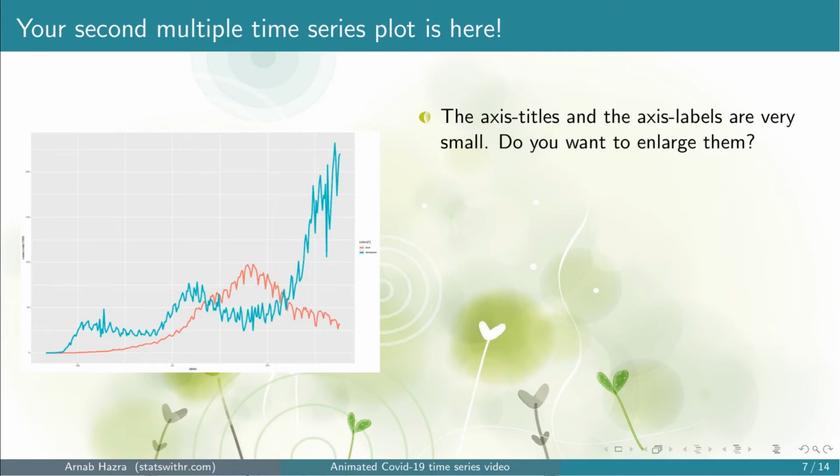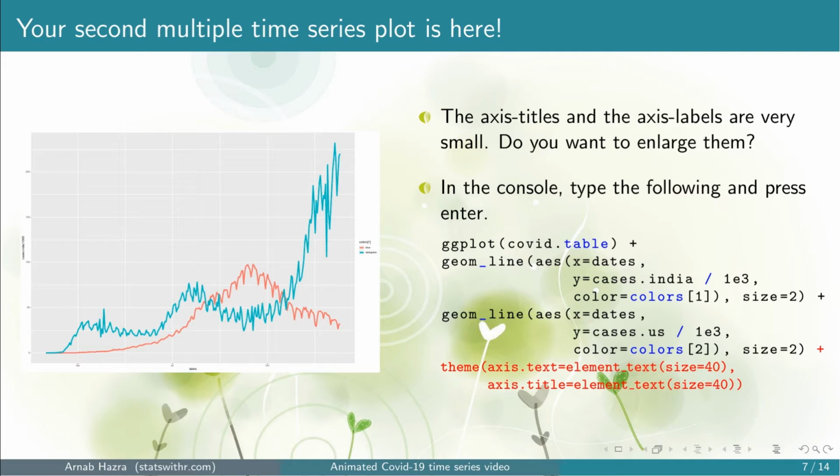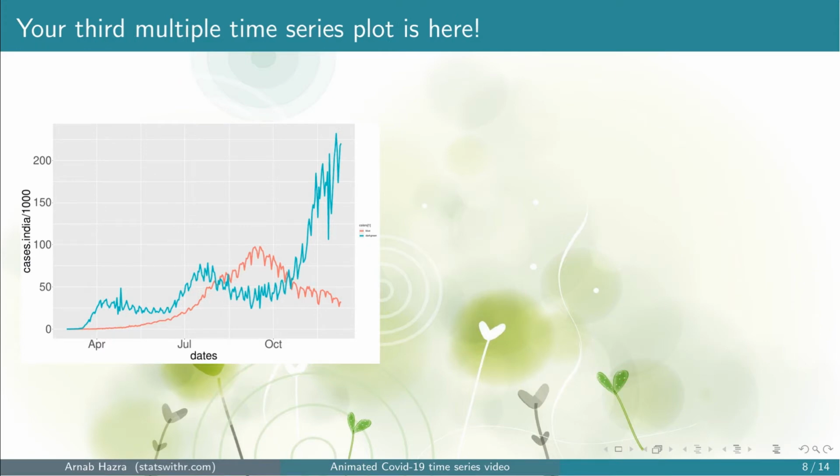Next, note that the axis titles and the axis labels are very small and you might want to enlarge them. To do that, add theme within brackets axis.text equals to element_text size equals to 40 and axis.title equals to element_text size equals to 40. If you want some different font size, choose accordingly. Now press enter. OK, you get your third multiple time series plot. You can see that the font size of the axis and the axis titles are much larger now.